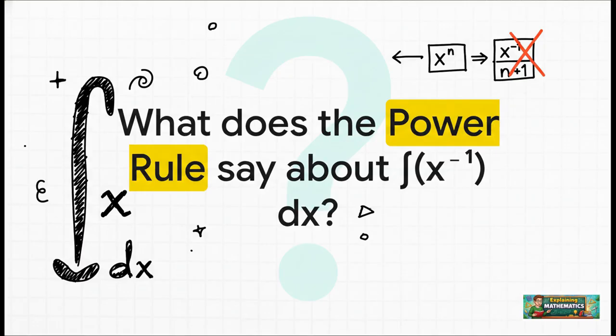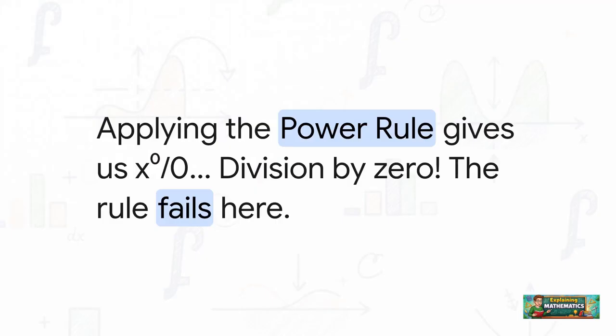What happens? And there it is, complete breakdown. If you add 1 to the exponent, -1 plus 1 is 0, then when you try to divide by that new exponent, you're dividing by 0. The power rule just doesn't work here. We need a different tool for this job.